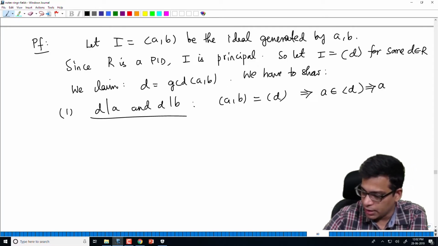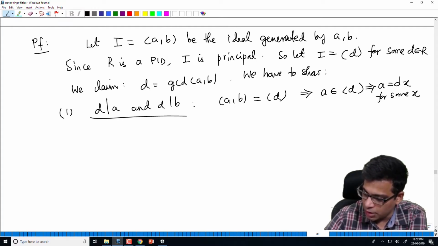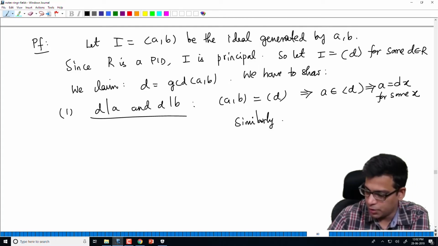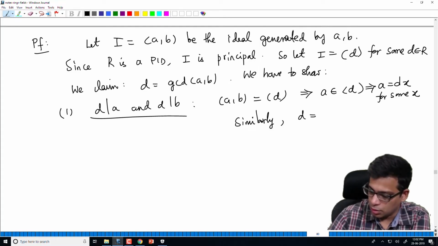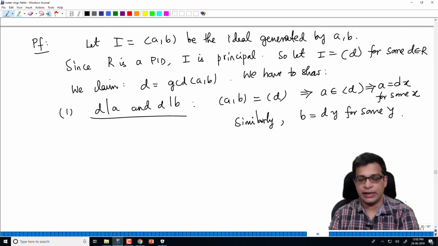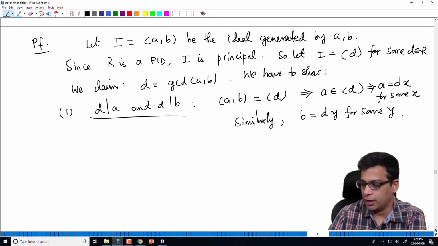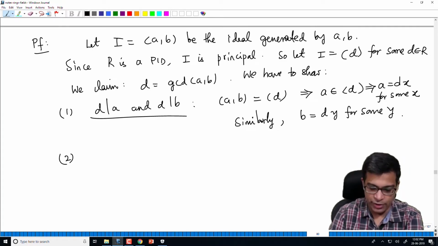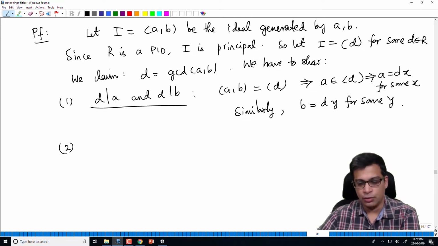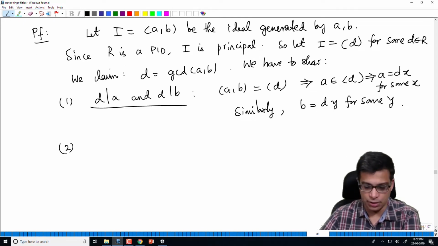That means A is equal to dx for some x. Similarly, B is an element of the ideal generated by A and B, so B is an element of the ideal generated by D, so B is dy for some y, which is exactly the definition of D dividing A and D dividing B. So D divides A and D divides B. In other words, it's a common divisor. Now we need to show that it is a greatest common divisor.